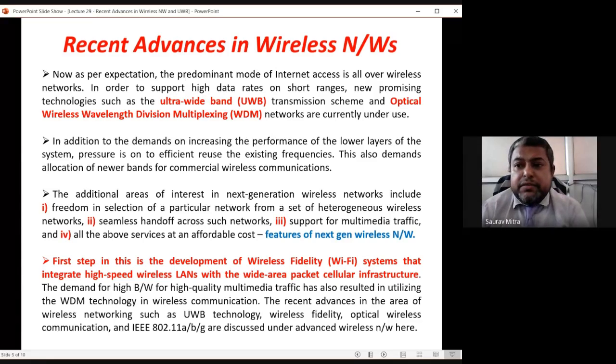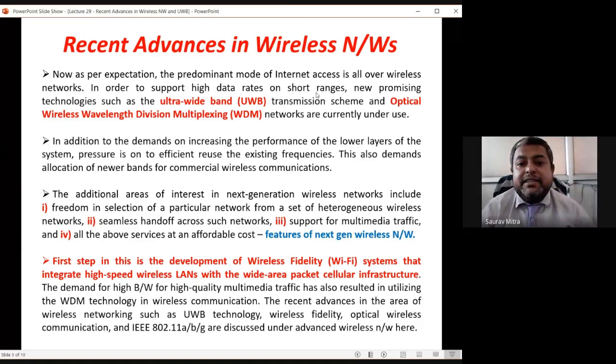What is the need of these advancements? That is the first question. In the introduction to recent advances in wireless network, as per expectation, the predominant mode of internet access is all over wireless network. You have to think 15 years back. At that time the internet was quite a huge thing, so everybody started using it, but it did not come on mobile that much. It was only based on laptops or PCs.